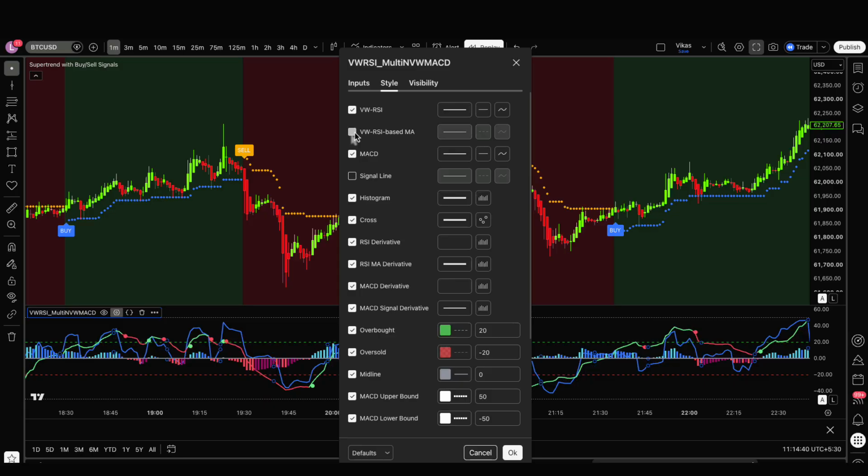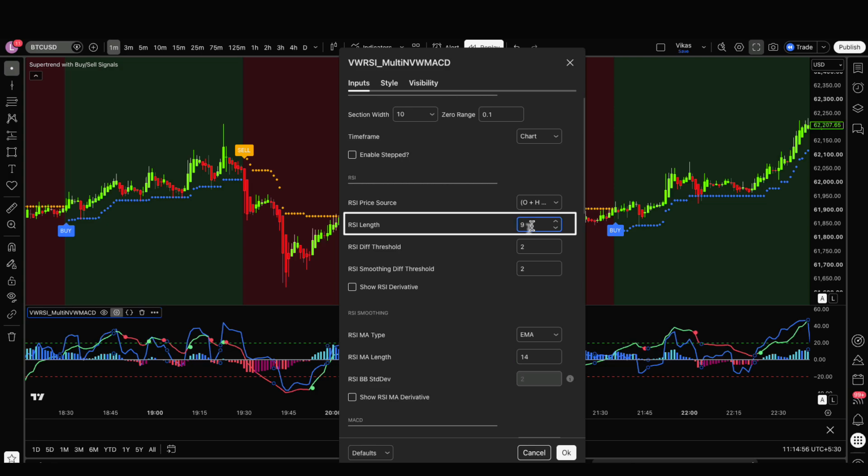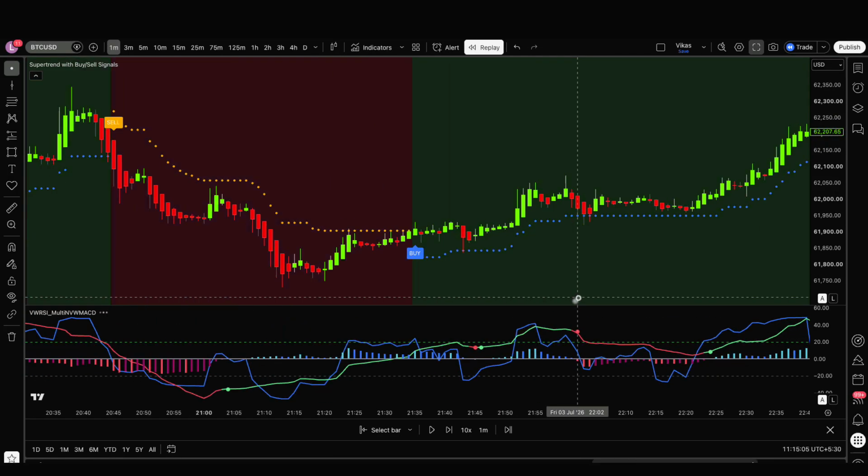If there are any options you wish to hide, do so to keep the chart clean and easy to read. Change RSI length from 9 to 6, and change RSI diff threshold from 2 to 4.2. And here everything is fine. After that, click OK. Now our setup is ready.